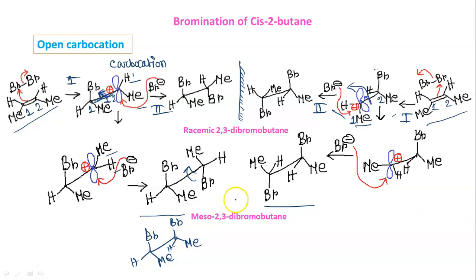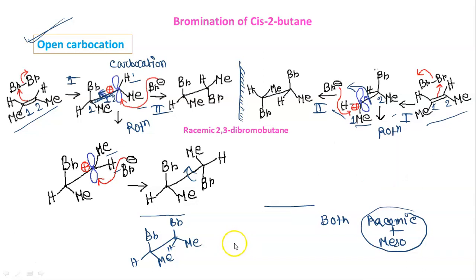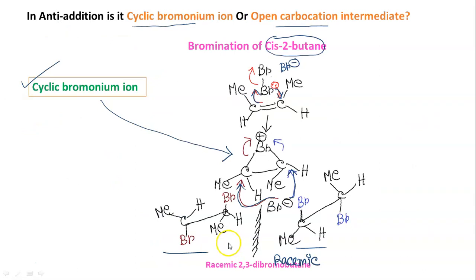Okay. So that means if it is going through an open carbocation, there is formation of both racemic plus meso. Both we should get because there is a chance of rotation. This is rotation. So after rotation we are getting another type of carbocation and then we are getting meso. So open carbocation is giving us racemic product as well as meso, but if it is a cyclic bromonium ion, we are getting only racemic 2,3-dibromobutane.